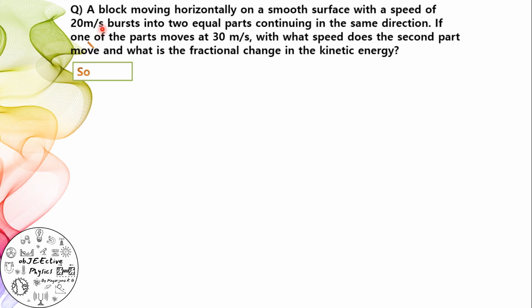Next question. A block moving horizontally on a smooth surface with a speed of 20 meters per second bursts into two equal parts continuing in the same direction. If one of the parts moves at 30 meters per second, with what speed does the second part move, and what is the fractional change in the kinetic energy? Observe the solution.